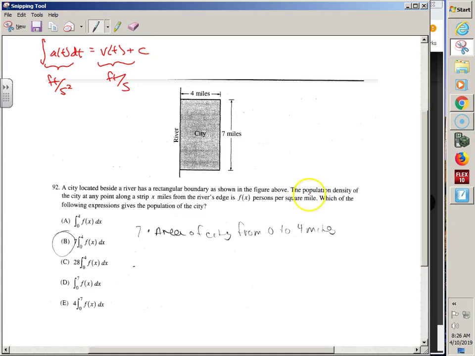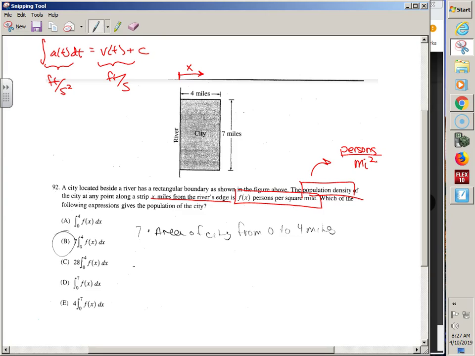They say the population density of a city at any point along a strip x miles from the river's edge. So here's the river, and we're going whatever, x. We could go 0.5, 1, 2, 3, 4, and then at 4 we're done with the city. But the population density is f of x persons per square mile. So we have persons per square mile. Do you see why I related it to acceleration? Unit per square unit.